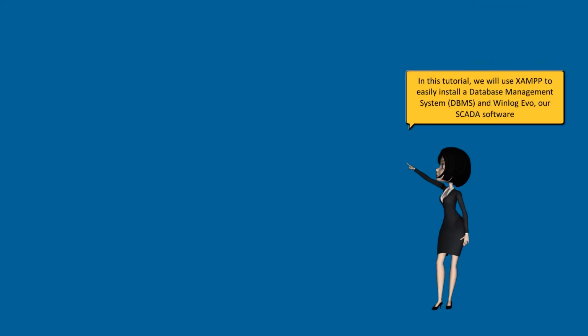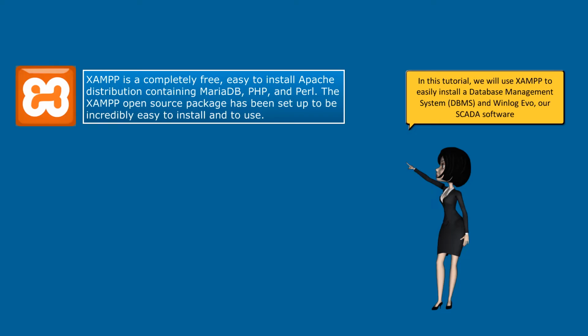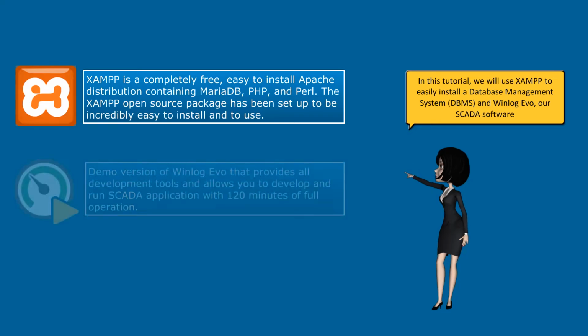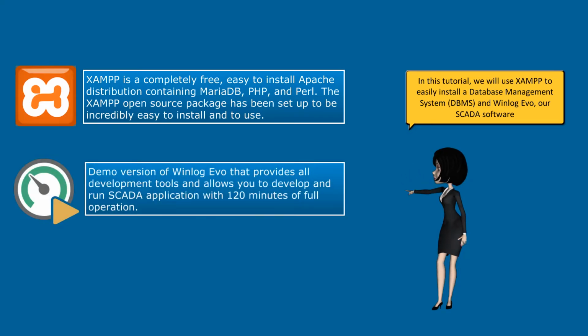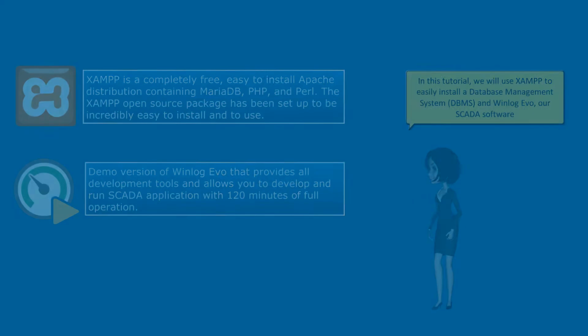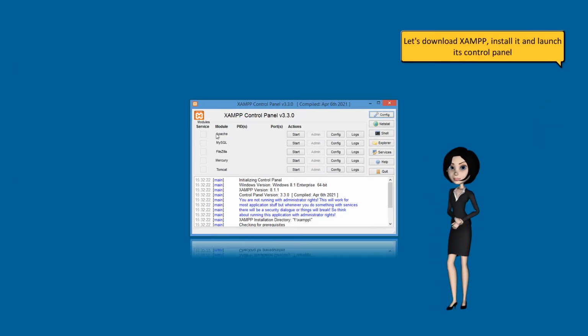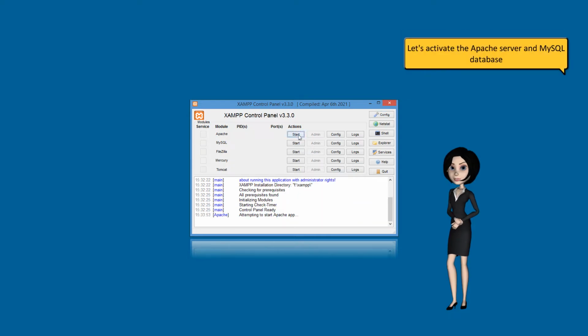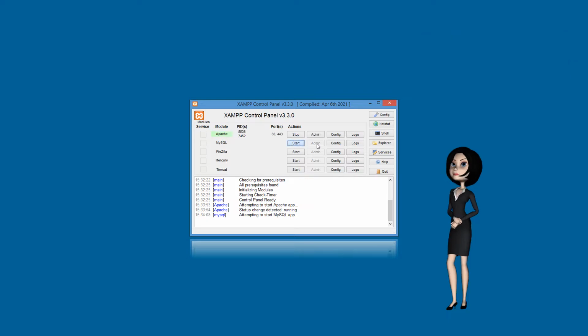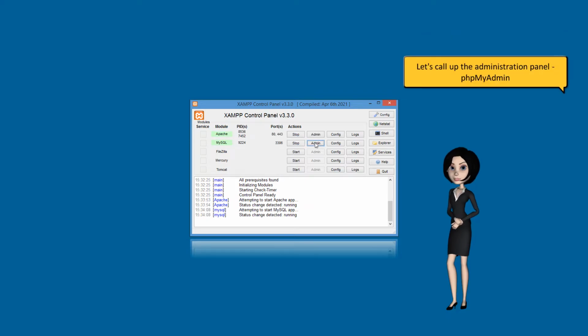In this tutorial, we will use XAMPP to easily install a database management system, and Winlog Evo, our SCADA software. Let's download XAMPP, install it and launch its control panel. Let's activate the Apache server and MySQL database. Let's call up the administration panel, phpMyAdmin.